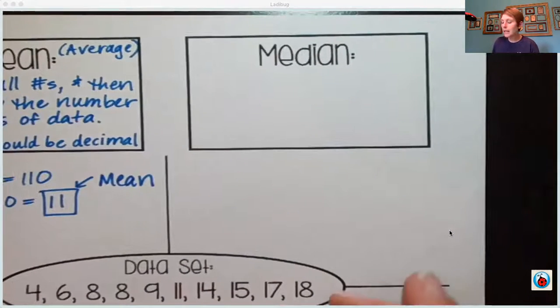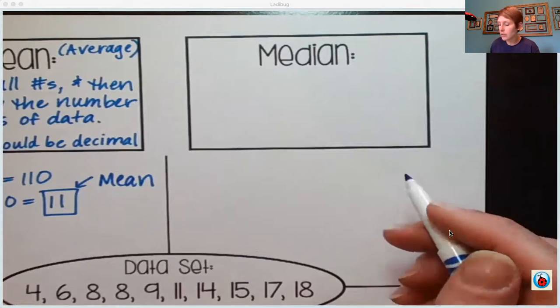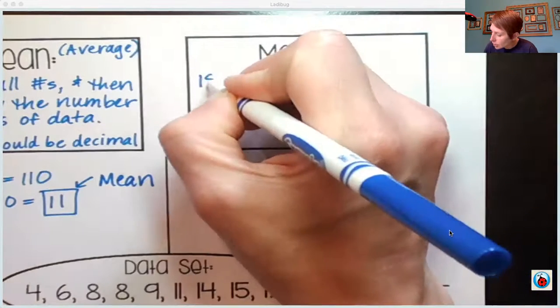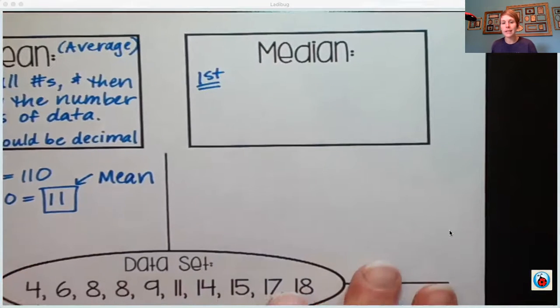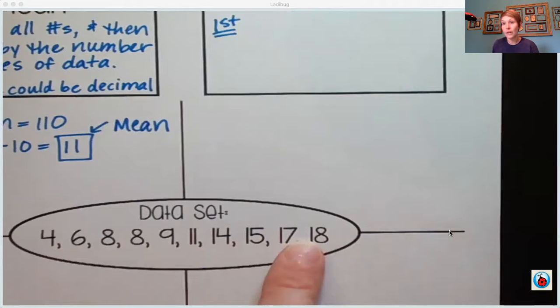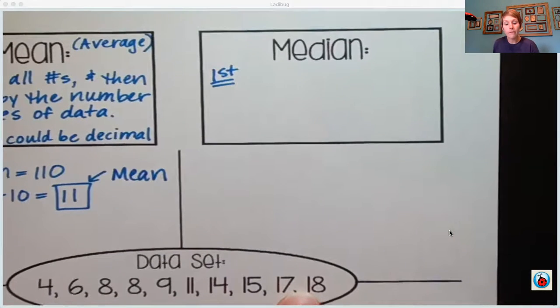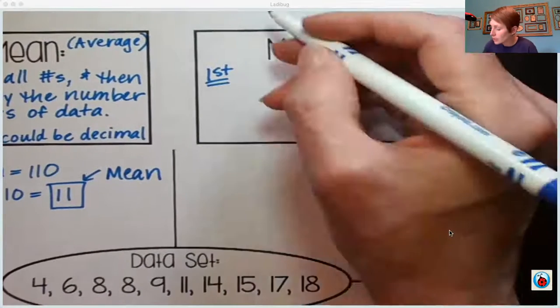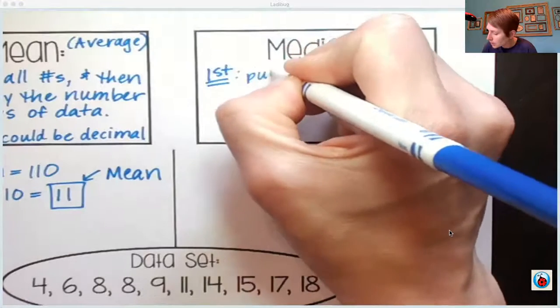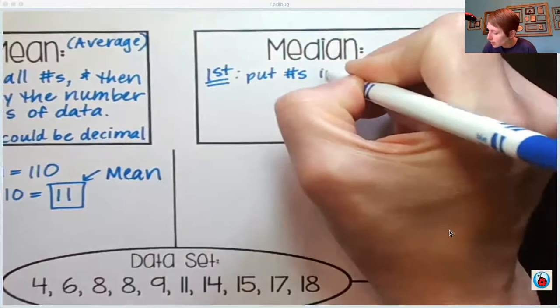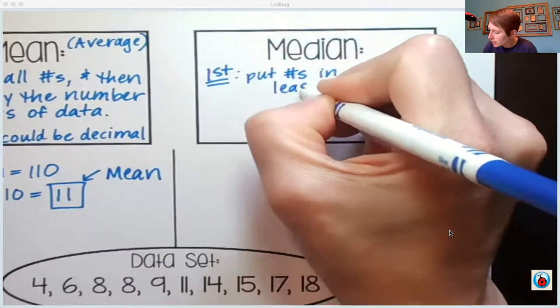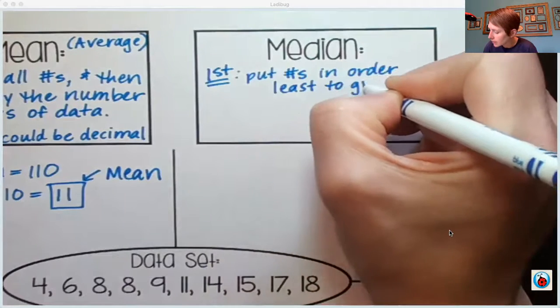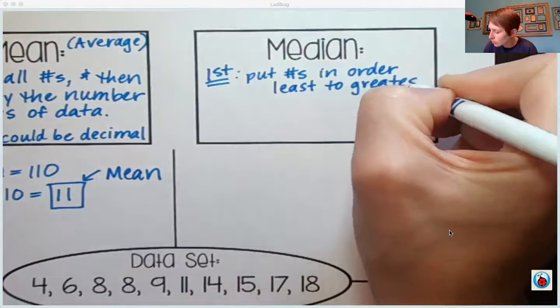All right, let's go over here to median. Now, for median, the first thing you have to make sure is done, first, make sure that your numbers are in order from least to greatest. Sometimes, like this data right here, they're already in that order, and that's awesome. Then you don't have to do anything. But first, if they are not in order, the first thing you need to do is put numbers in order, least to greatest. Okay, that's job number 1.